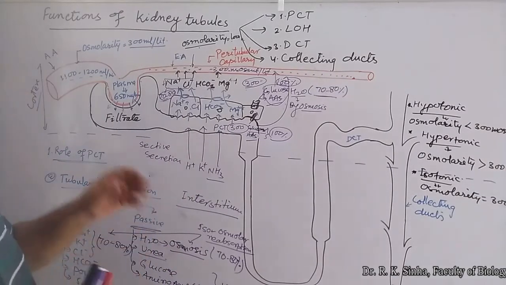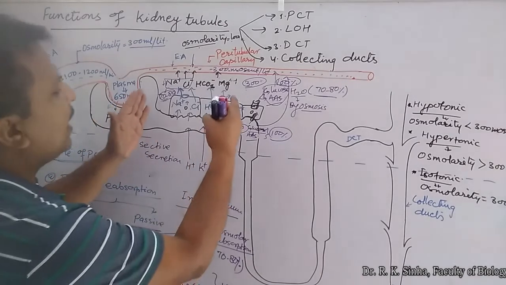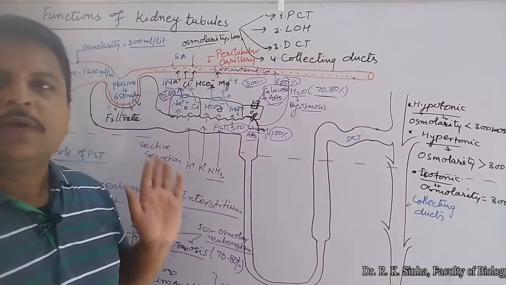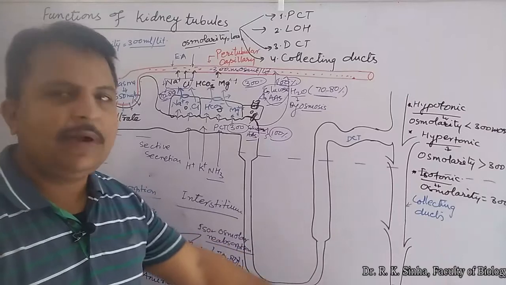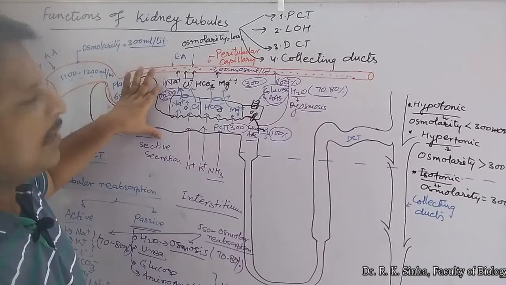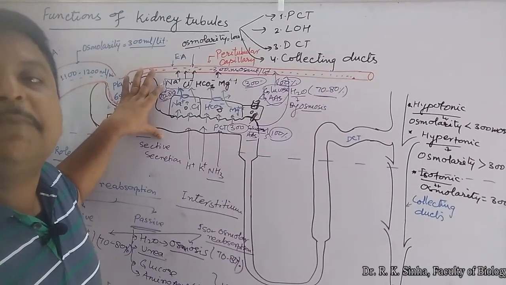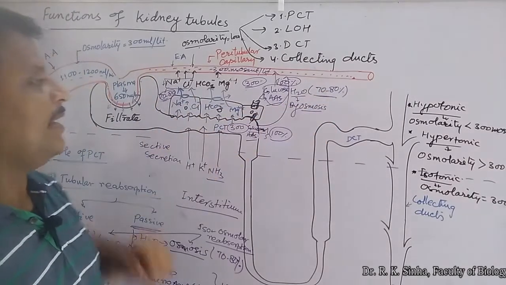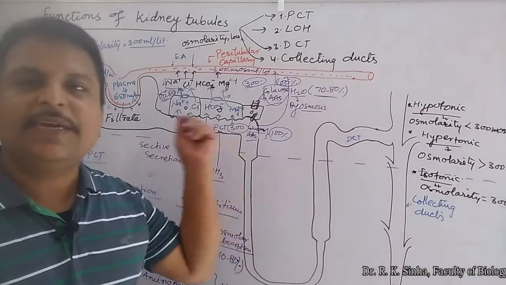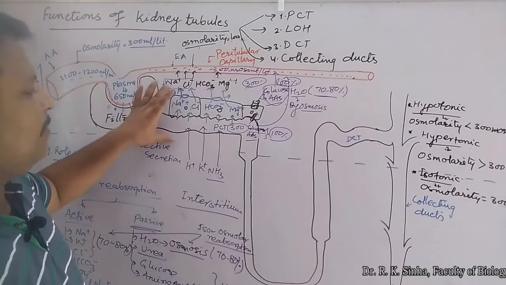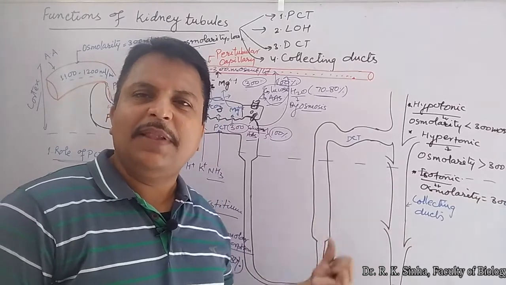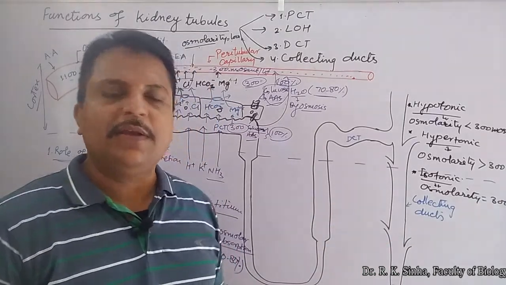Okay. Now one more question: if we remove this PCT, if we cut this section of the kidney tubule, what will happen? Will the urine be diluted or concentrated? Since this portion reabsorbs water in the maximum amount, 80% of water is reabsorbed from the PCT. Out of 100%, 80% is reabsorbed from this. That will maintain the hyperosmolarity. Later we will study hyperosmolarity in the inner medullary interstitium.